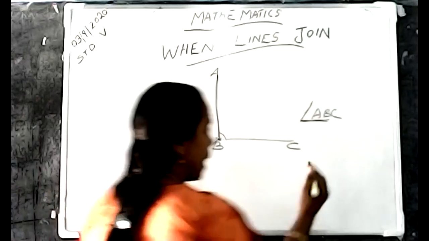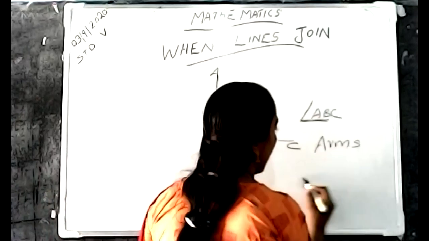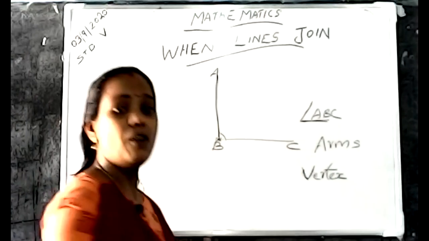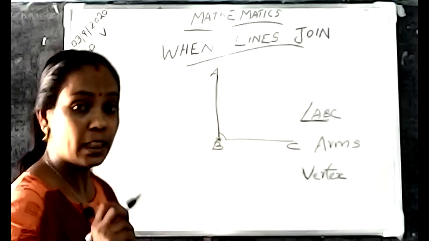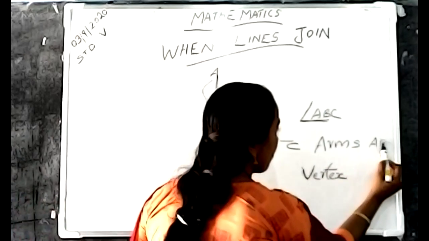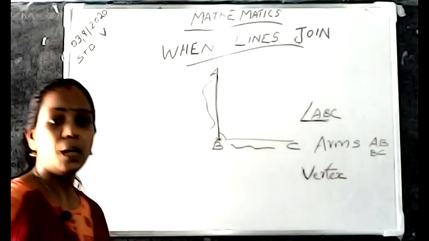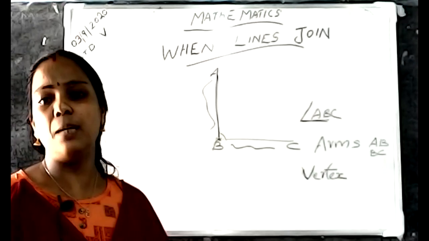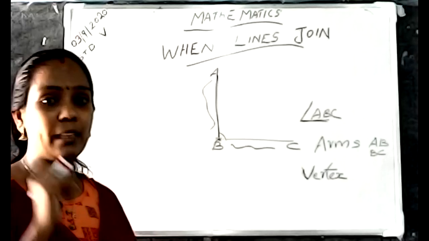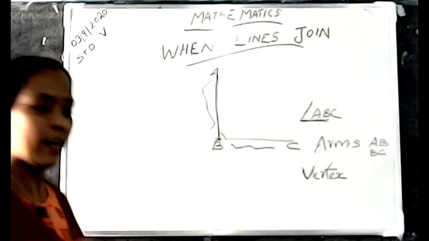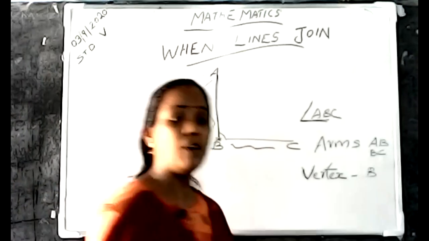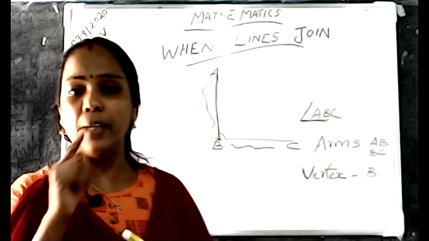Which are the arms? Two parts are there: arms and vertex. Which are the arms? These two sides are arms, AB and BC. What is the vertex? Which point are those two lines meeting at? That is called a vertex. Which is the vertex? B. B is the vertex. That is the point of meeting of the two lines.